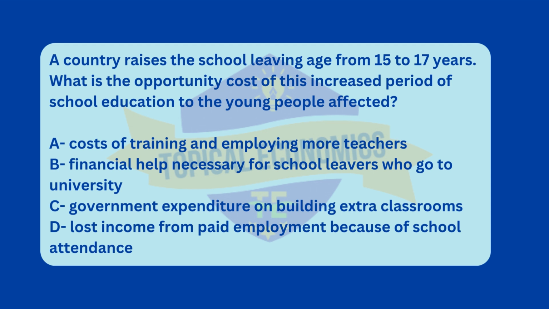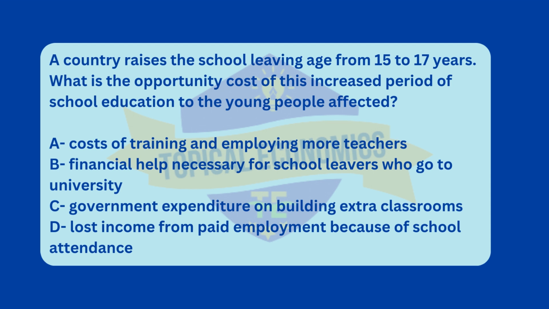Next, option B, financial help necessary for school leavers who go to university, is incorrect, because financial help for university students would be an additional cost that the government might incur, but it is not the opportunity cost for the students staying in school. The opportunity cost for the students is not about university funding, but the lost income they could have earned if they entered the workforce earlier.